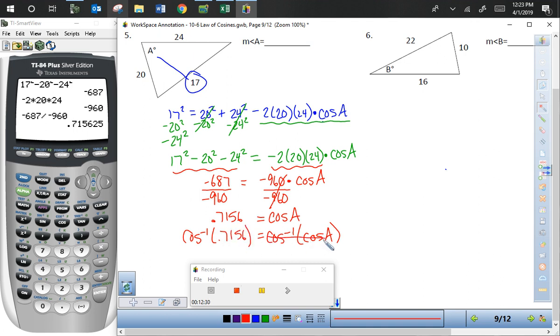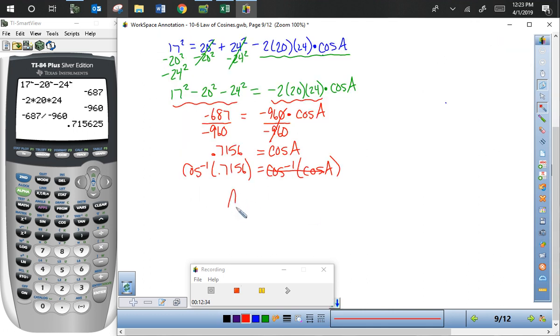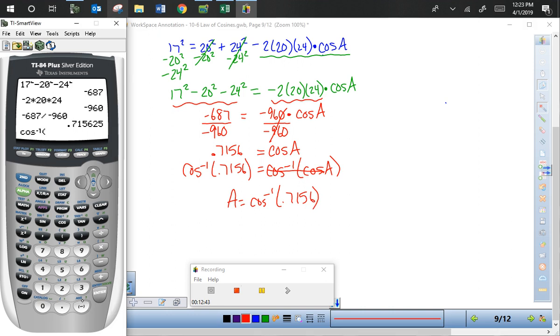They cancel over here, and now A is by itself. So our last step when we're solving for an angle is always using the inverse. So inverse cosine of that 0.7156 to get an angle of 44.3 degrees.